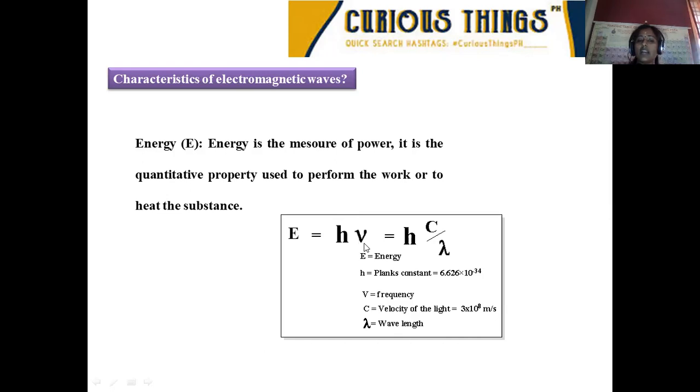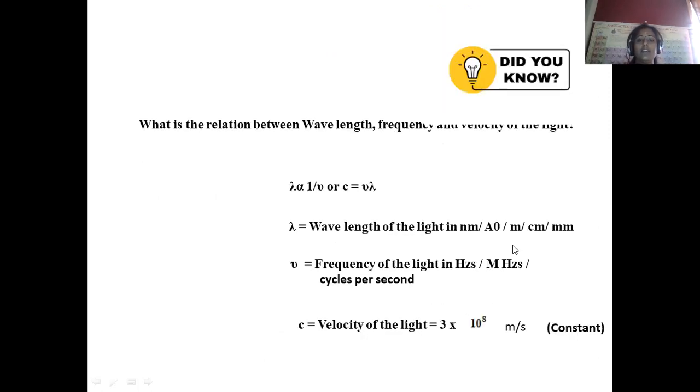Nu is nothing but frequency, that is exactly equal to C by lambda. So E = h nu can be expanded as E = h nu = hc/lambda. E denotes energy, and h is Planck's constant, whose value is 6.626 × 10^-34. Nu is the frequency, which is measured in hertz. C is the velocity of light, a constant value of 3 × 10^8 meters per second. Lambda is the wavelength of the light. So these are the parameters associated with electromagnetic radiation.